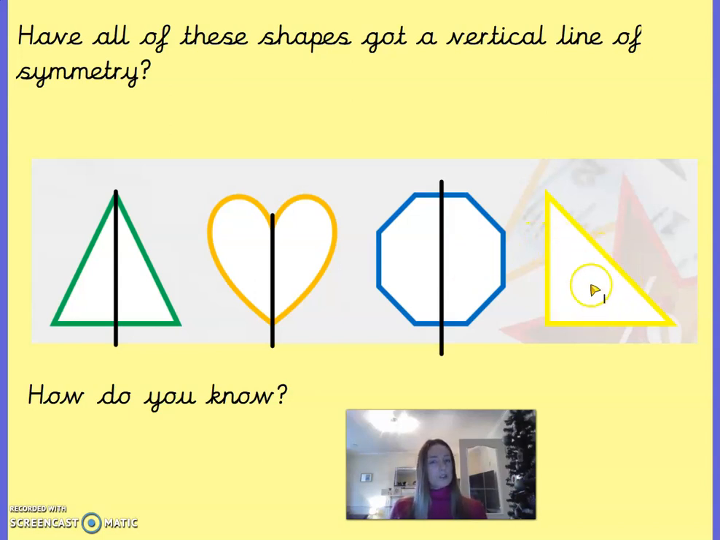Let's move on and look at the triangle. Where do I think I might start to draw my vertical line of symmetry here? Going to just go down the middle, so I can see the middle is roughly here. Does the triangle have a vertical line of symmetry? How do we know? I can see it's not identical. It's not the same on both sides, so it's asymmetric because it's not symmetrical.